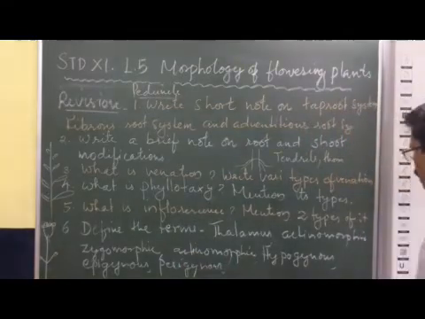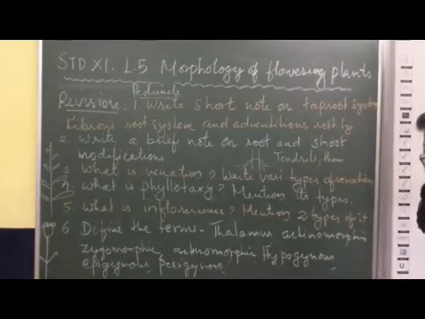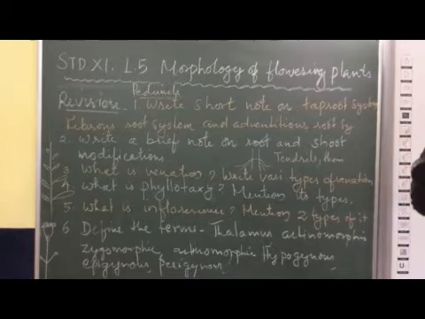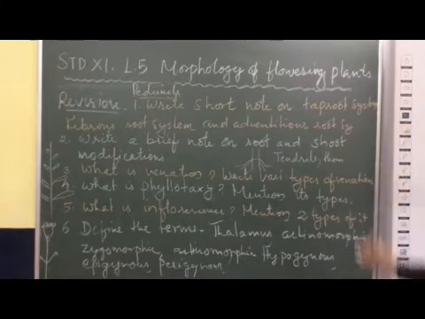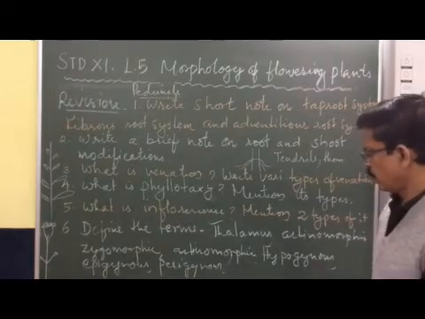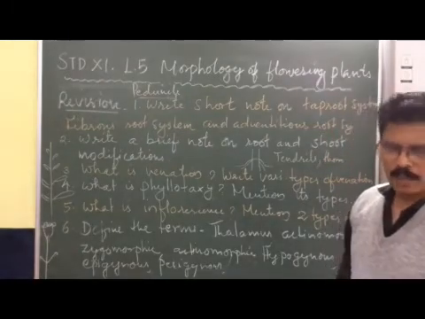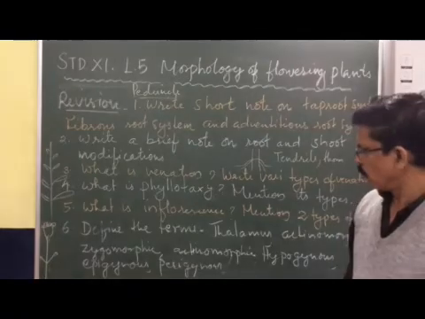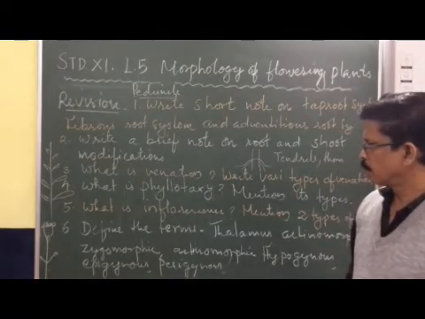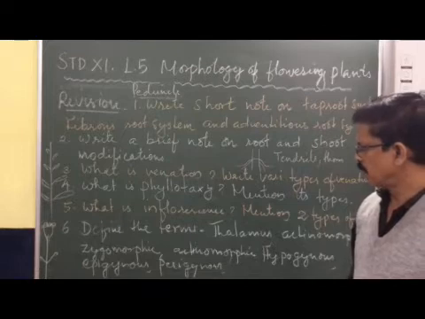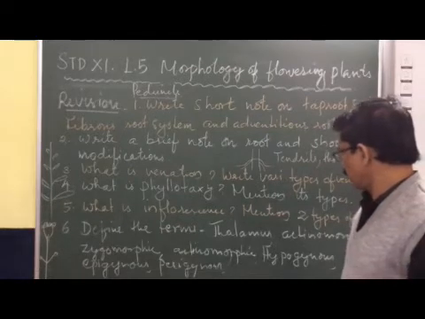Now the sixth one. Define the terms thalamus, actinomorphic, zygomorphic, then hypogynous, epigynous, perigynous. The thalamus is the tip of the pedicel of a flower that becomes thick and cup-shaped. The cup-shaped structure of the pedicel is called the thalamus.